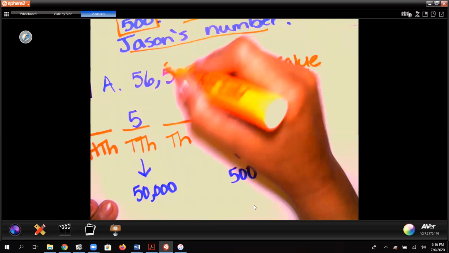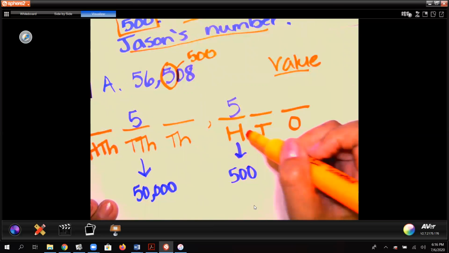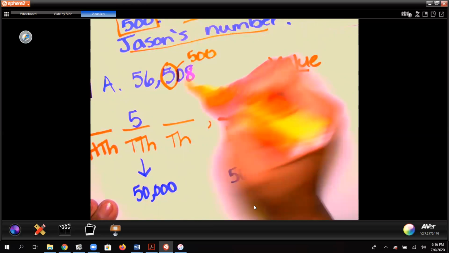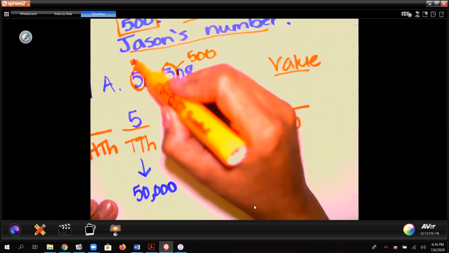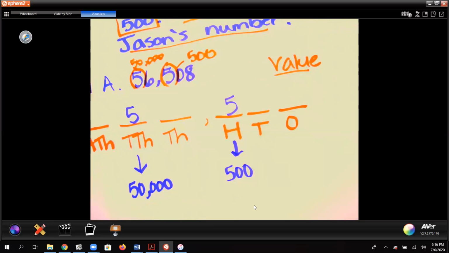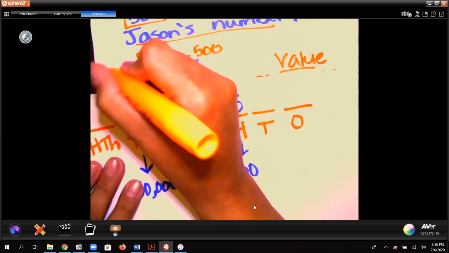This 5 has a value of 500. So that's correct so far. This 5 has a value of, that's right, 50,000. Oh, so could that be my answer? That could be my answer. I'm going to put a little question mark here.